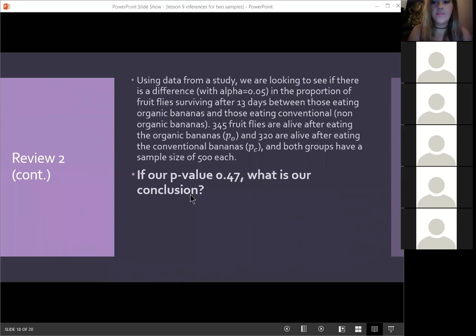All right, using the data from a study, we are looking to see if there is a difference with alpha equals 0.05 in the proportion of fruit flies surviving after 13 days between those eating organic bananas and those eating conventional non-organic bananas. Same question, same sample size and whatnot. So if our p-value is 0.47, what's our conclusion going to be? So go ahead and decide on this one. You guys should get this one pretty quickly, I think.